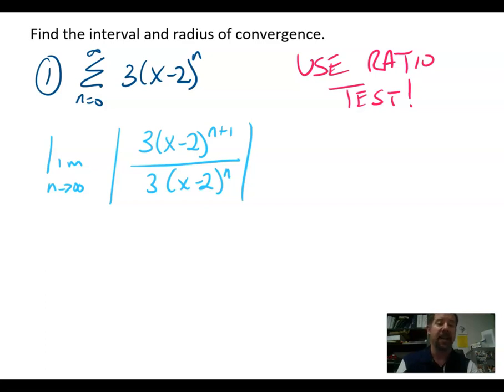The n plus 1 is the next term, over 3 times x minus 2 to the n. That is the previous term, or that term that we are on. And we're going to look at the limit as n goes to infinity. And again, with the ratio test, I want to see when this is going to be less than 1.